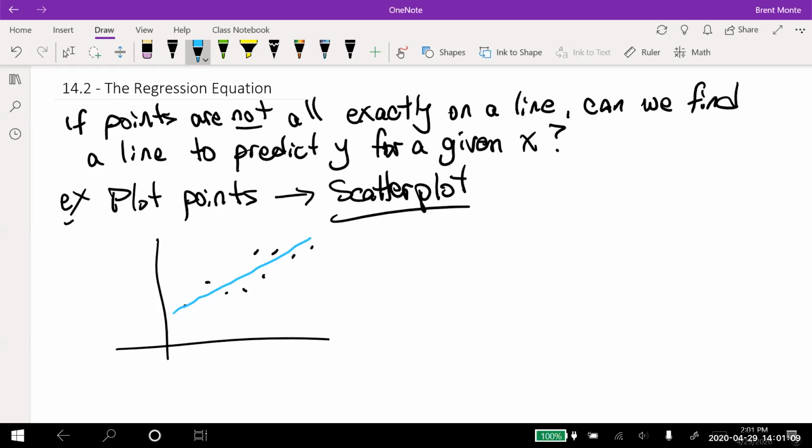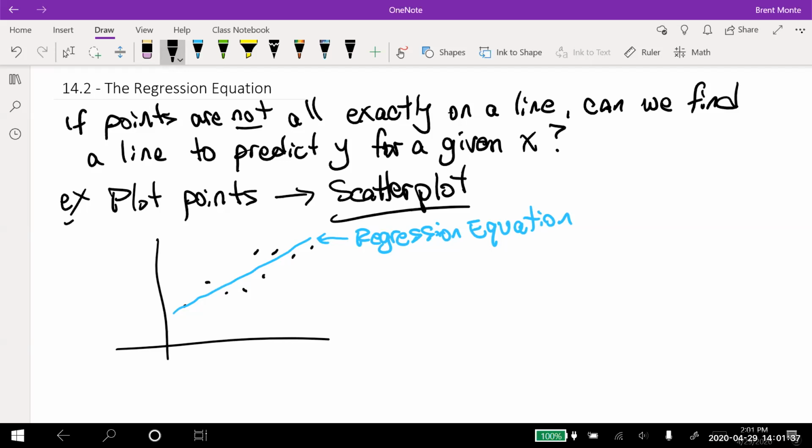Obviously, it doesn't predict them exactly, but we're going to test to see, hey, does that line, and that line is what we're going to find. This is what we call the regression equation. All the black dots.